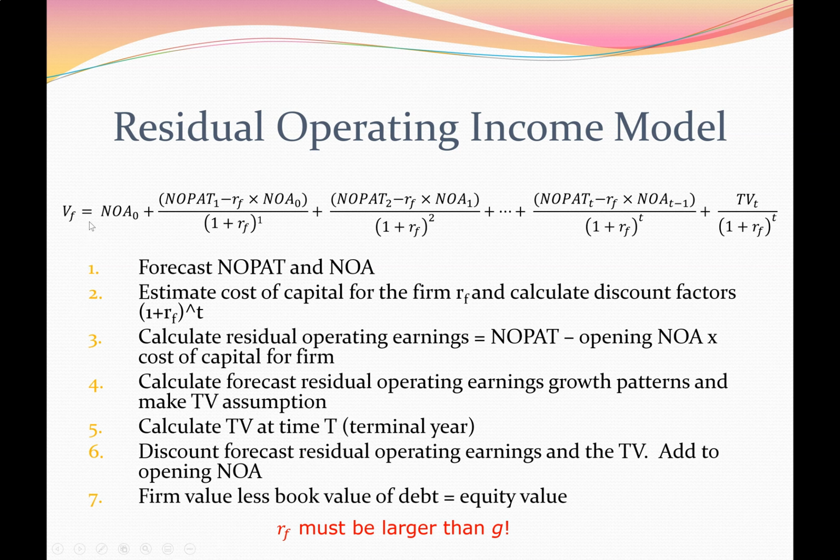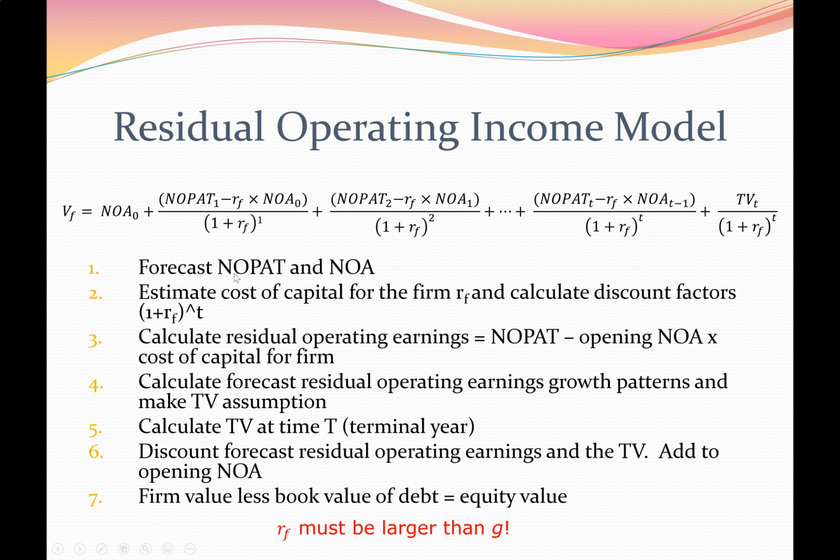So the value of the firm is going to be equal to our net operating assets at time period 0, our current period, so we can get that straight from our reformatted balance sheet. Then we're going to add the present value of each year in the future's residual operating income. So let's go through the steps here and we'll apply it in Excel.